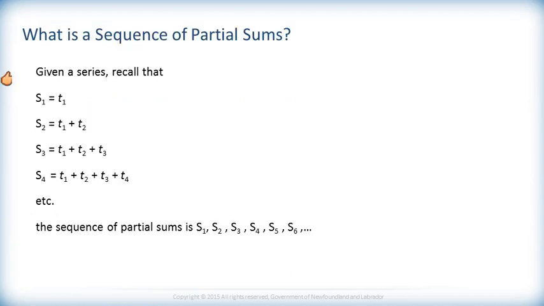Now, we'll look at convergence from the idea of a sequence of partial sums. Remember, a partial sum is the sum of so many terms. So, for example, S1 would be the first term of the series. S2 would be equal to the sum of the first two terms, S3 the sum of the first three terms, and so on. We can use those sums to form a sequence, S1, S2, S3, S4, etc.